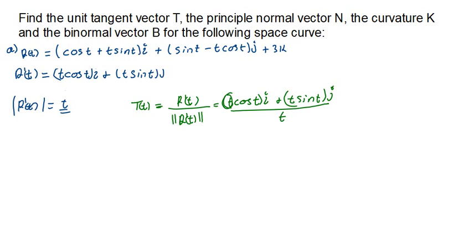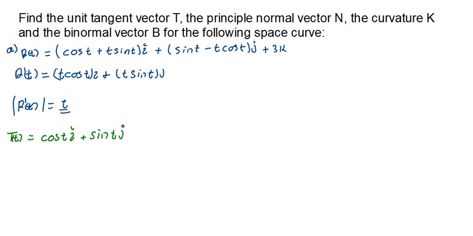Okay, so of which is going to cancel out with the t that we have on the denominator, meaning the unit tangent vector T is simply equal to cos t in the i plus sin t in the j, like that. Okay, so even this one, I believe I'll need to use it. So what I want to do is find the derivative of that. So the first derivative of that is going to give me minus sin t in the i plus cos t in the j. Okay, that's my first derivative.